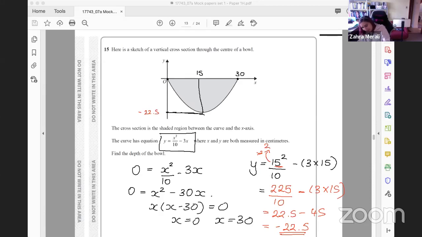So therefore the depth, we don't write minus 22.5. We would say the depth equals 22.5, because we don't need to write the minus sign in because it's not asking us for the coordinate. It's asking us how deep it is. Okay.